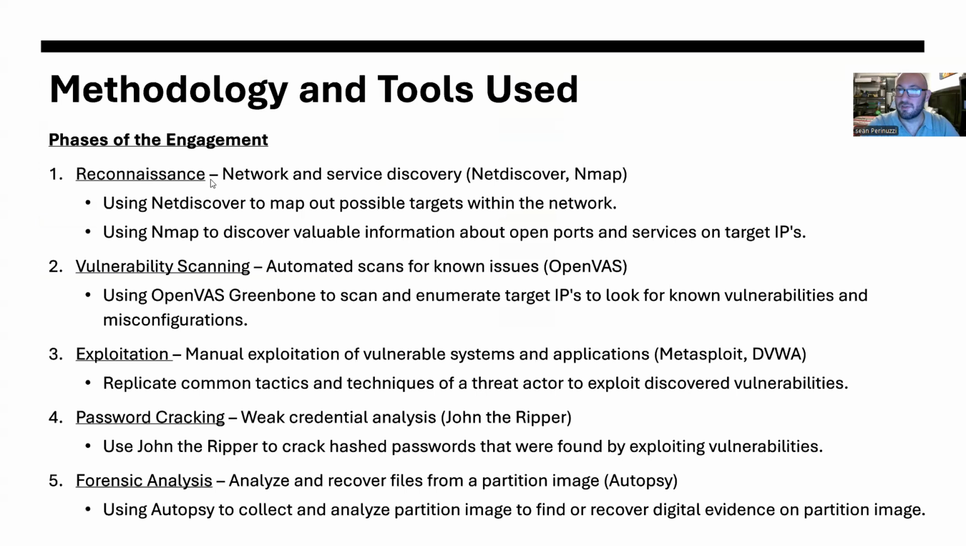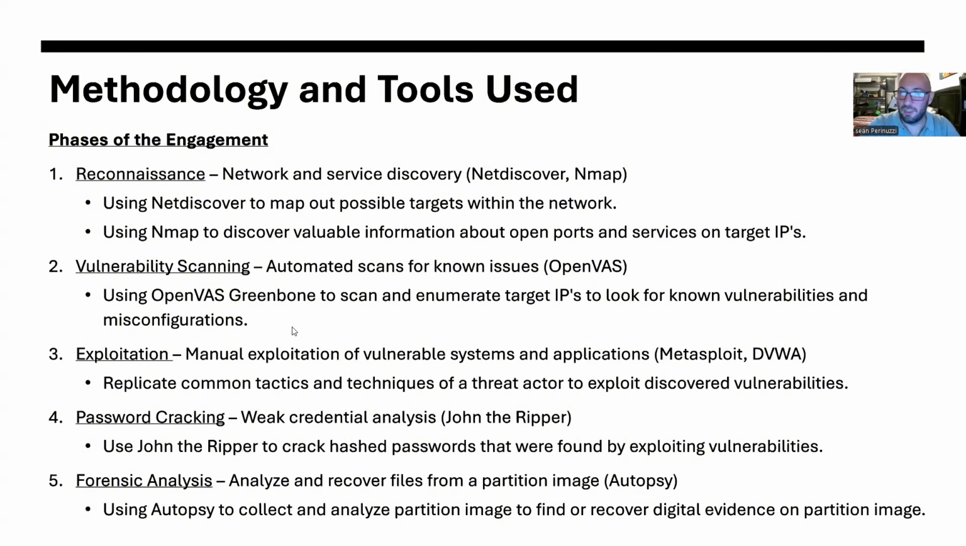Phase 1 was reconnaissance. Our main goal here was to map out the local network, as well as discover open ports and services running on those ports. Phase 2 was vulnerability scanning. This is where we used information we recovered from the reconnaissance phase and plugged it into a tool called Greenbone by OpenVAS, which allowed us to check against its database to see if any of these IPs had any misconfigurations, outdated services, or vulnerabilities. Phase 3 was exploitation.